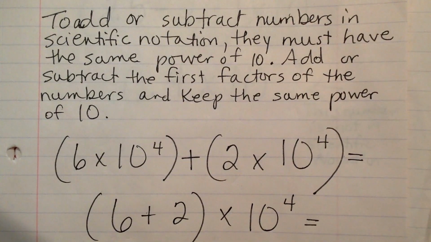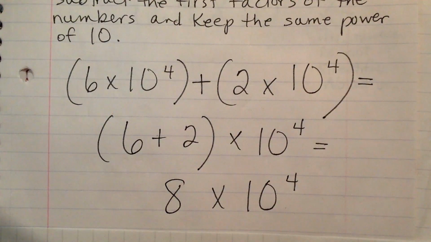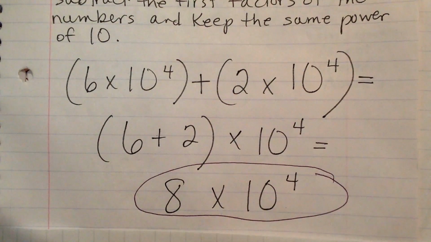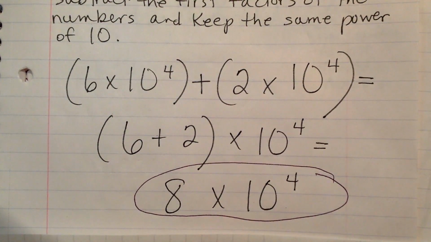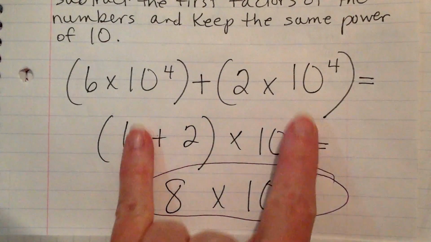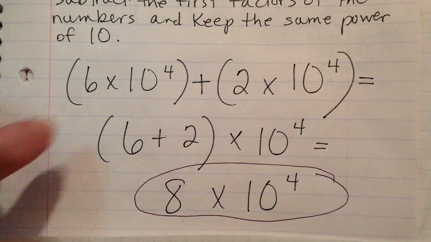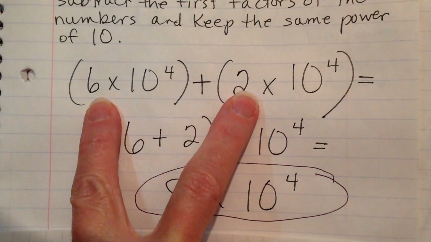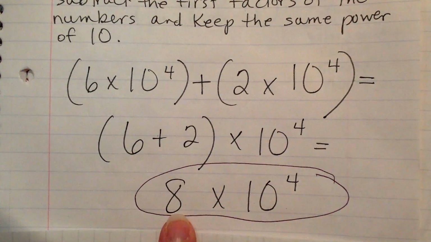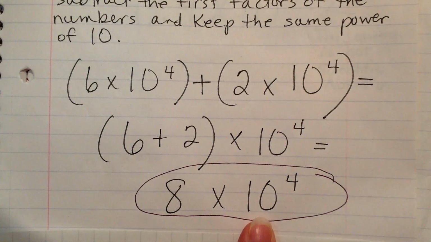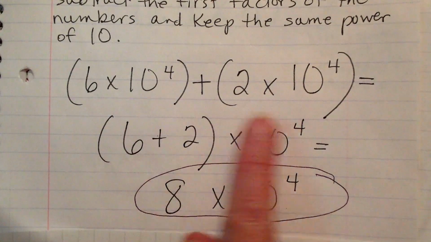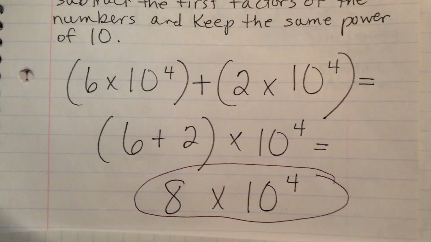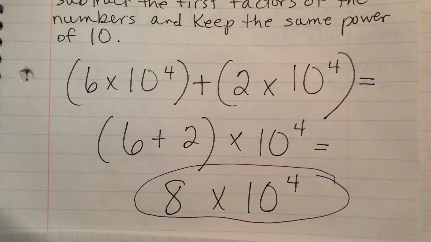Now, 6 plus 2 gives you 8. So 8 times 10 to the 4th would be your answer. So to add, you must have the same powers of 10, and you add the two first factors. 6 plus 2 is 8 times 10 to the 4th. Our problem was in scientific notation, so we will leave our final answer in scientific notation, and it is.